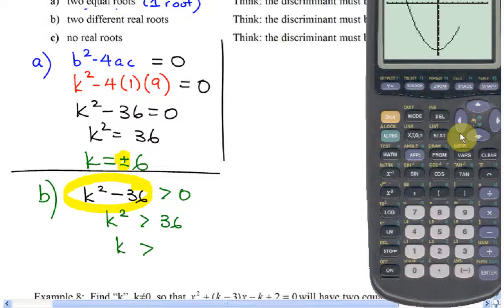Wait, if I drew something on my graph, how do I erase it? Clear it. How? You press clear.